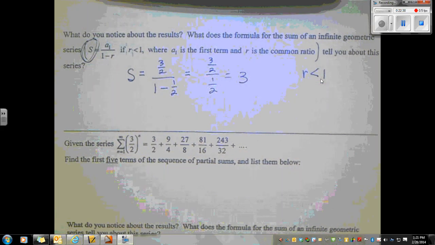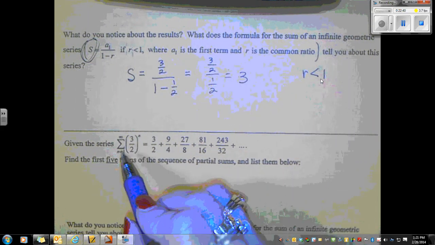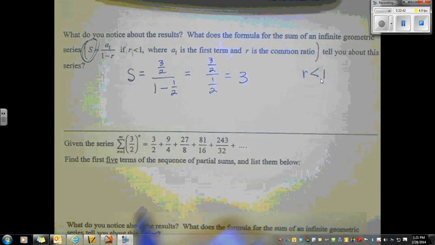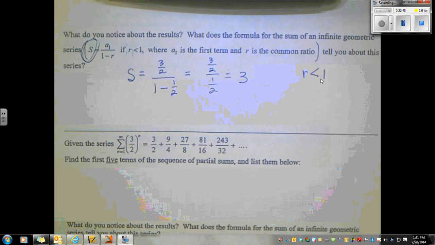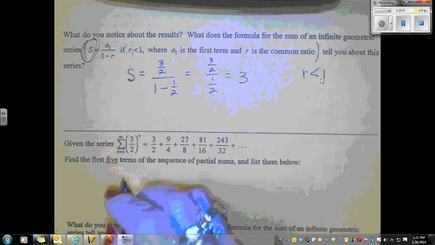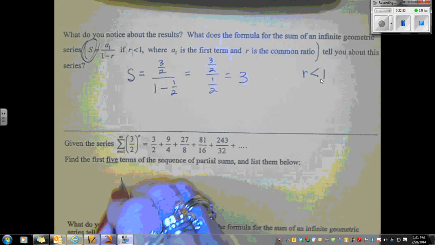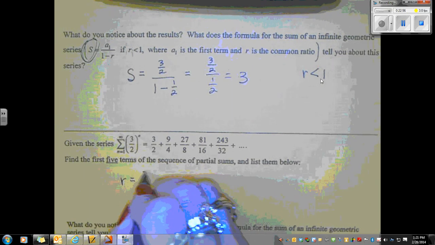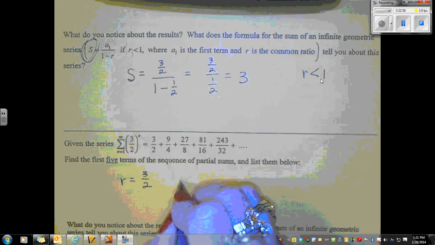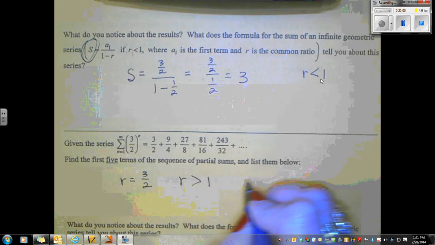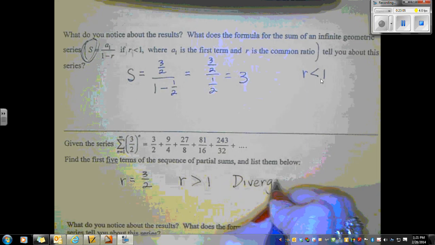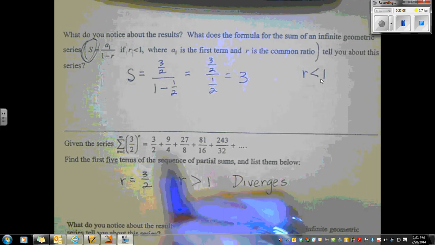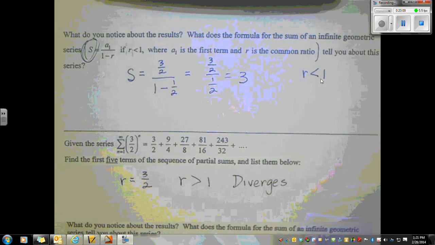All right, now, what's different about this one than that one? The whole thing is to a power. Right, the whole thing this time is to the power, so what's R this time? 3/2. So that means R is greater than 1, so this diverges, because it's going to get bigger and bigger and bigger, right?